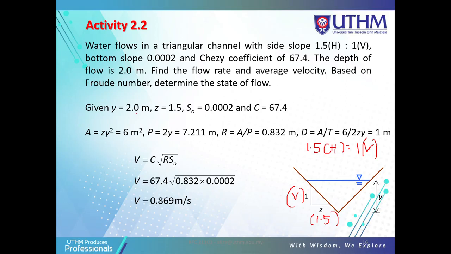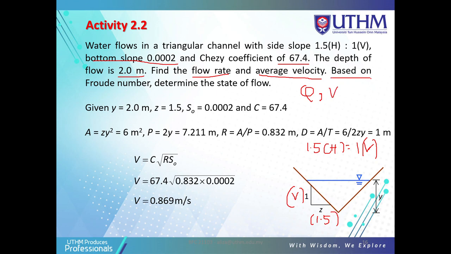Given y is 2 meter. Okay, bottom slope is 0.002 and the Chezy coefficient is this one. So the depth of flow is 2 meter, the depth is y. Find the flow rate and average velocity. So find the Q and also the state of flow based on Froude number.